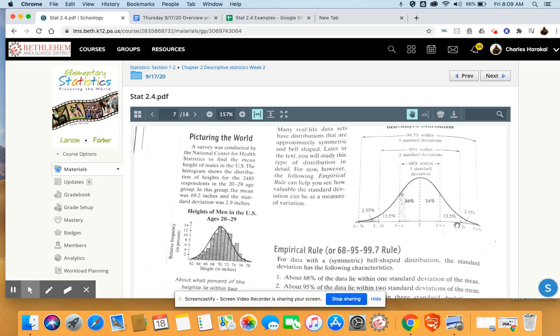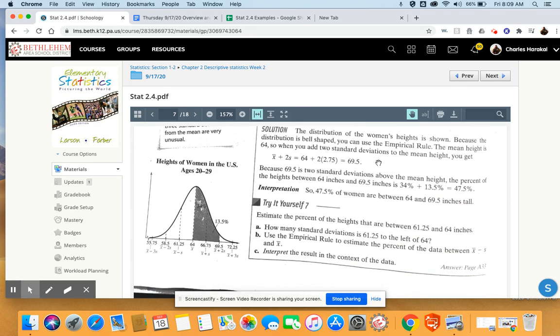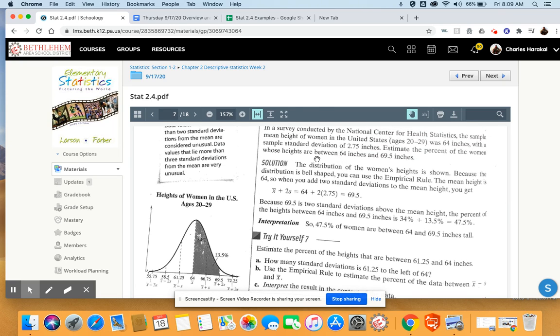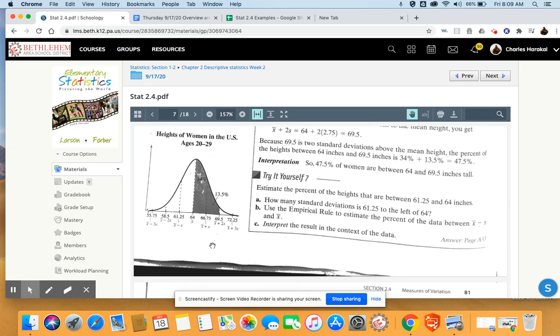Then we add some to it. So we add another 13.5% on each side. We add another 2.35% on each side. So when they ask this question and they say, what percent of women are between 64 and 69.5, you can go to the bell curve that you drew. You can start at 64, go to 69.5, and you can shade that area in and say, okay, I've got 34% in this area, I've got an additional 13.5% here. I add those two together, I get 47.5%.